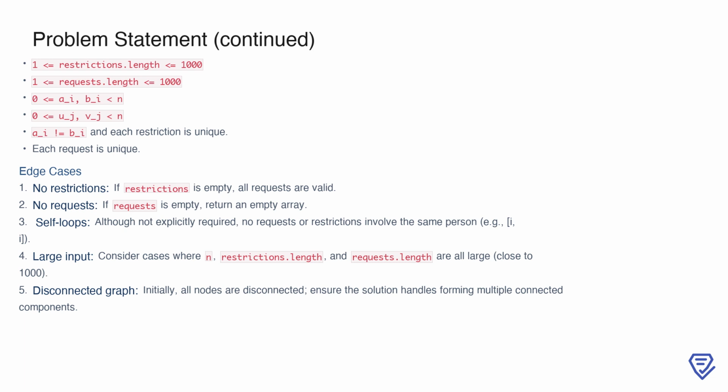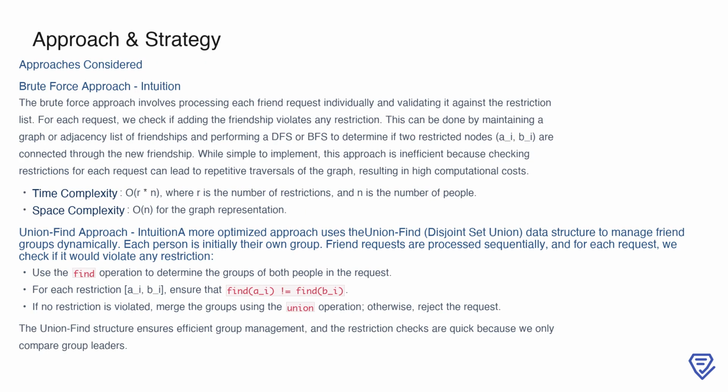These considerations will guide us in designing an optimal approach to solve the problem efficiently. To solve this problem, we first consider a brute force approach. The idea here is straightforward: process each friend request one by one and check if it violates any restriction.